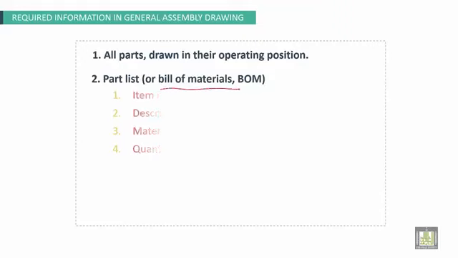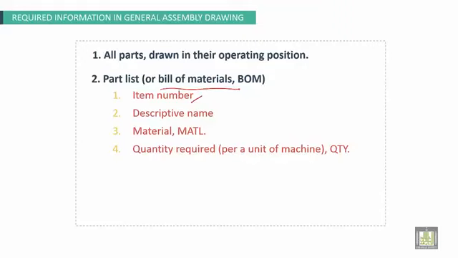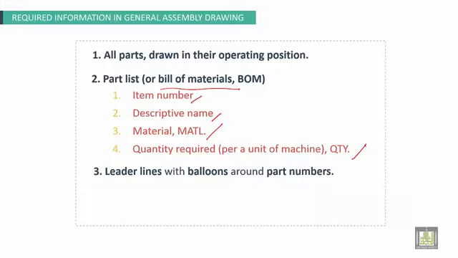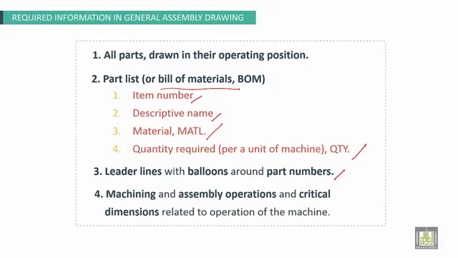Required information in general assembly drawing. All parts drawn in their operation position, part list or bill of materials, BOM: item number, descriptive name, material, quantity required per unit of machine. Third point, we have leader lines with balloons around part numbers. Finally, machining and assembly operations and critical dimensions related to operation of the machine. These are the required information in general assembly drawing.